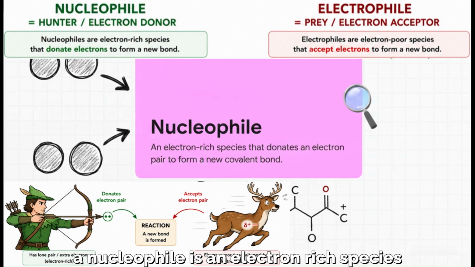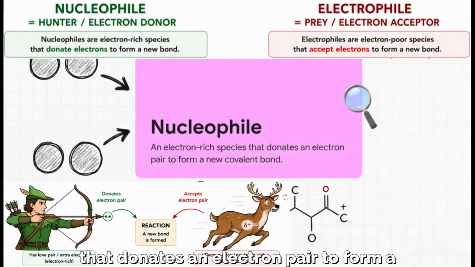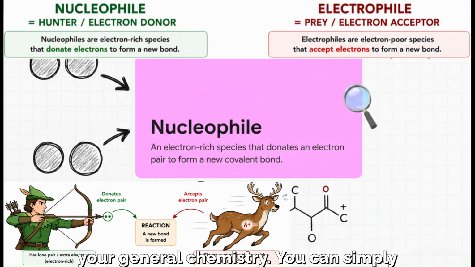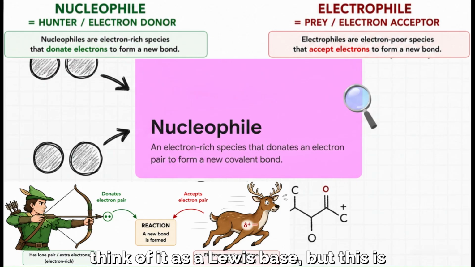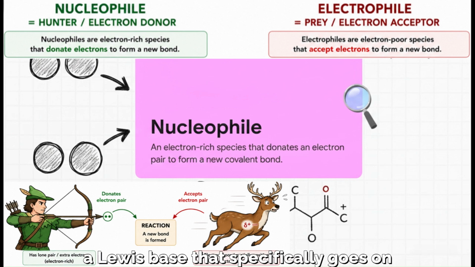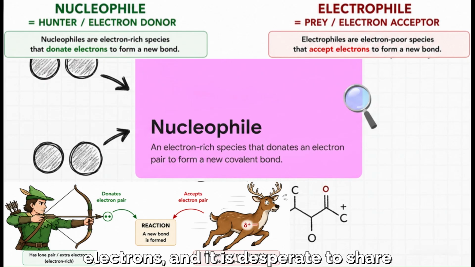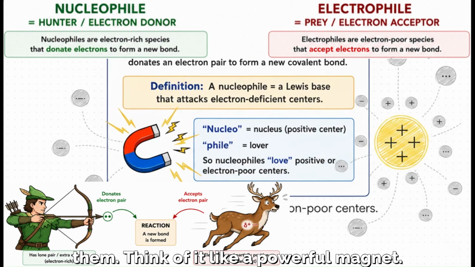So, by definition, a nucleophile is an electron-rich species that donates an electron pair to form a brand new covalent bond. If you remember your general chemistry, you can simply think of it as a Lewis base. But this is a Lewis base that specifically goes on the attack against electron-deficient targets. It has extra baggage, extra electrons, and it is desperate to share them.